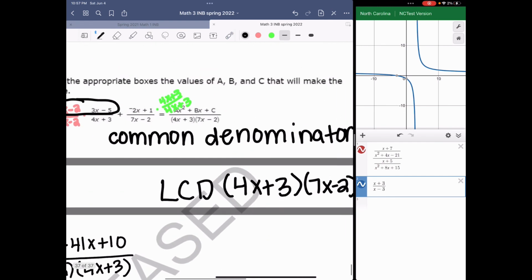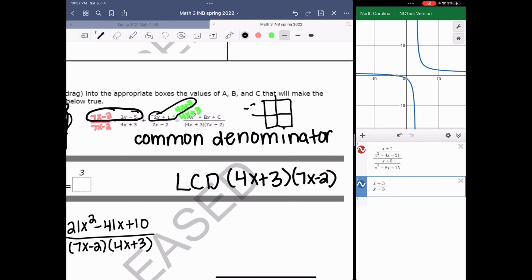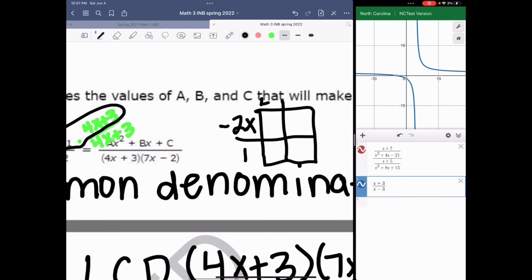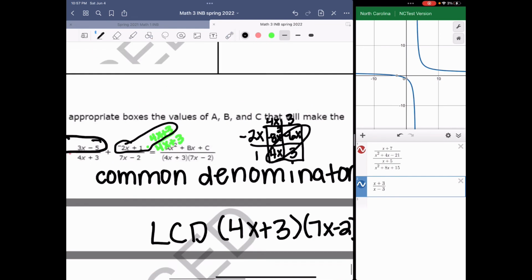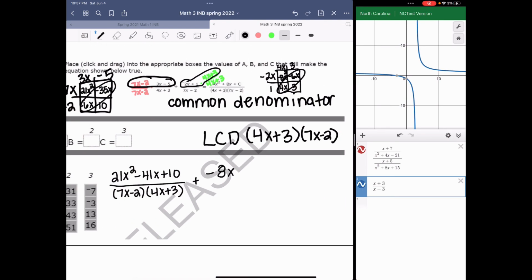That's the first side. Now on the other side, I'm going to do another box because I need to multiply the other top pieces. So I need to multiply negative 2x and 1 by 4x plus 3. So negative 2x and 1 and then 4x and 3. That's going to give me negative 8x squared, 4x, negative 6x, and positive 3. And combine my like terms. So for this one, we're going to be adding. So we have negative 8x squared, negative 2x plus 3. And that's all over 7x minus 2, and then 4x plus 3.